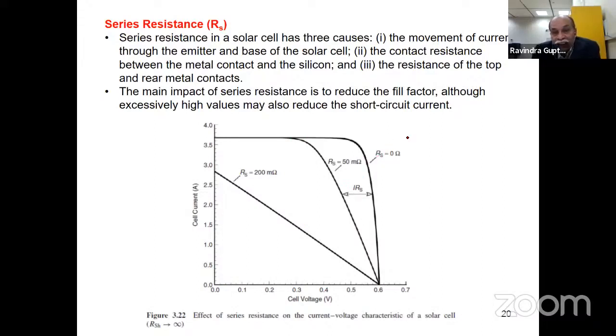So the series resistance should be as low as possible. It should be 0. So if we have 0, then we have very good efficiency. So this is the thing.